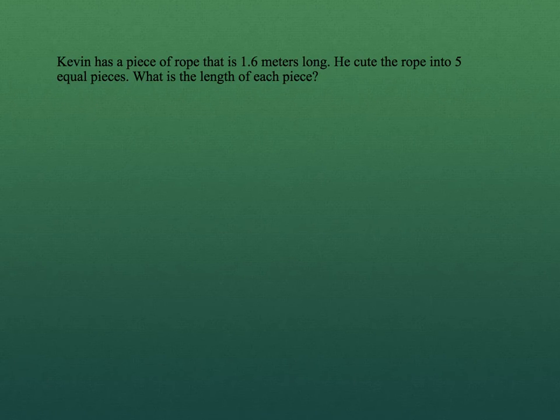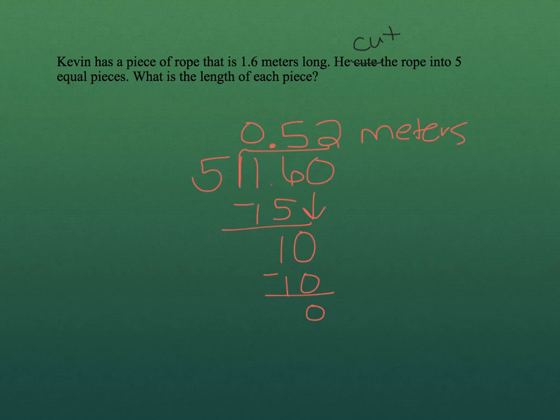Now it's time for you to try one. I'm going to read the problem, then pause the video and try it on your own. When you're finished, resume the video and see how you did. Kevin has a piece of rope that is 1 6/10 meters long. He cut the rope into 5 equal pieces. What is the length of each piece? Go ahead and pause the video and try this on your own. Well, how'd you do? You should have found that each piece of rope was 52 hundredths of a meter.